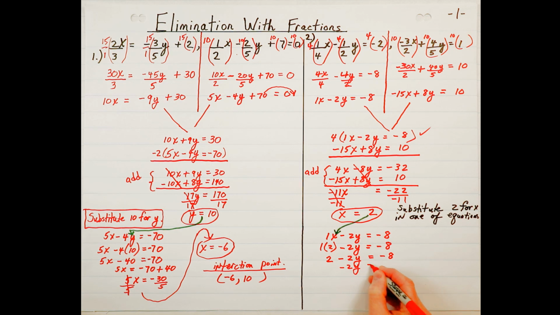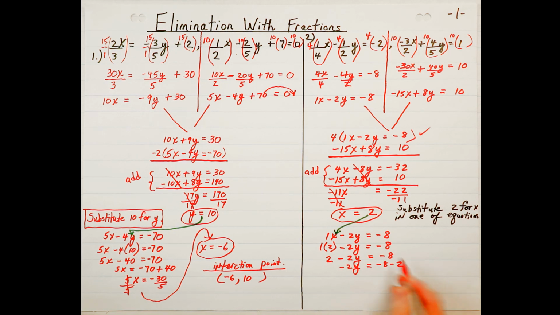So opposite operation, plus 2 minus 2. So when we move the 2 across the equal sign, minus 2 it becomes. Negative 8 subtract 2 is negative 10. That look okay? And then negative 2y equals negative 10. Divide by the coefficient of y. So we're dividing by negative 2. Y is equal to 5.